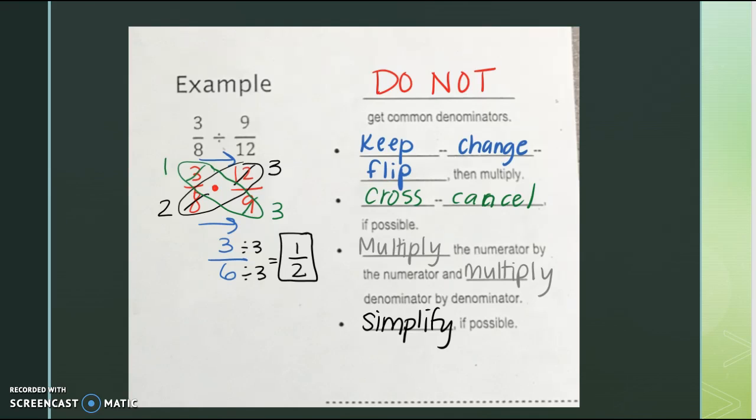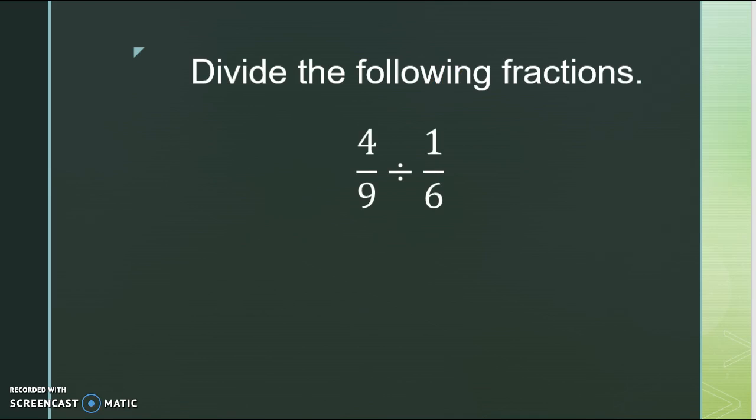Our second example here says divide the following fractions. We've got 4/9 divided by 1/6. So again, our first step is going to be doing that keep, change, flip. So 4/9 stays 4/9. That division sign becomes multiplication, and the fraction 1/6 becomes 6/1. So now we look at cross cancel, and here we can only cross cancel one set of diagonals, 9 and 6. They have a common factor of 3. So 6 divided by 3 gives me 2. 9 divided by 3 gives me 3.